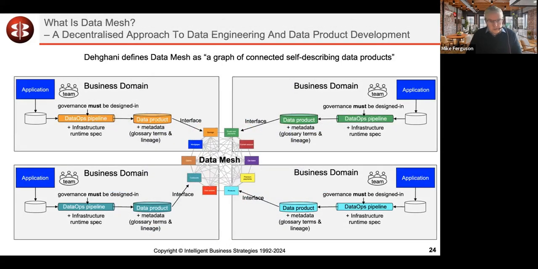And so, within different domains around your business, you've got teams that are building pipelines, taking data from sources that they intimately understand in order to produce data products, which are self-describing and can be accessible through an interface and can be shared around the enterprise.